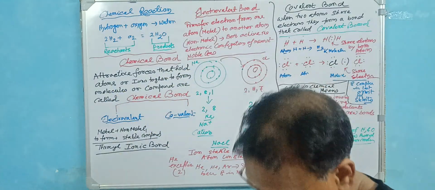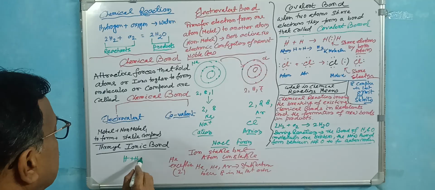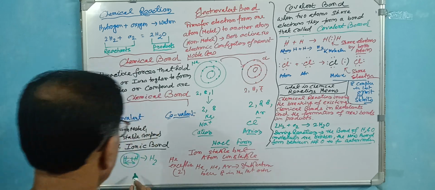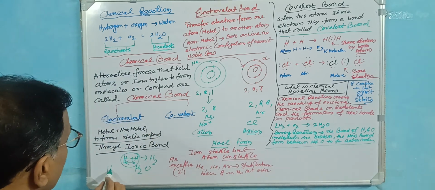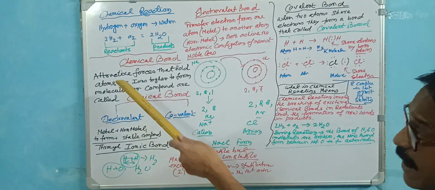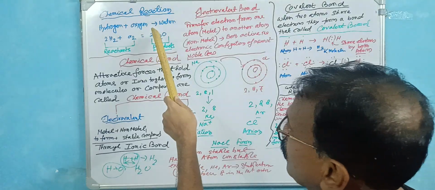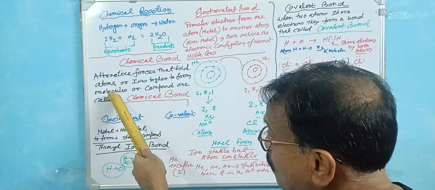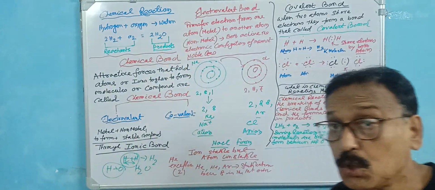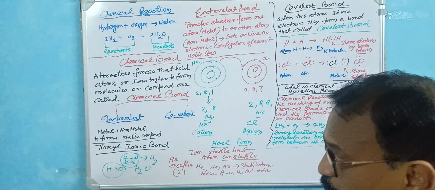Suppose here is H plus H, it forms H2. So there is a hold between these, or in the case of water that is formed here, hydrogen and oxygen hold each other. So this is called an attractive force that holds atoms or ions together to form a molecule. Hydrogen and oxygen hold together to form a molecule or a compound. This is also called the chemical bond. So we are starting a new arena of chemistry, and the basic thing is bonding.